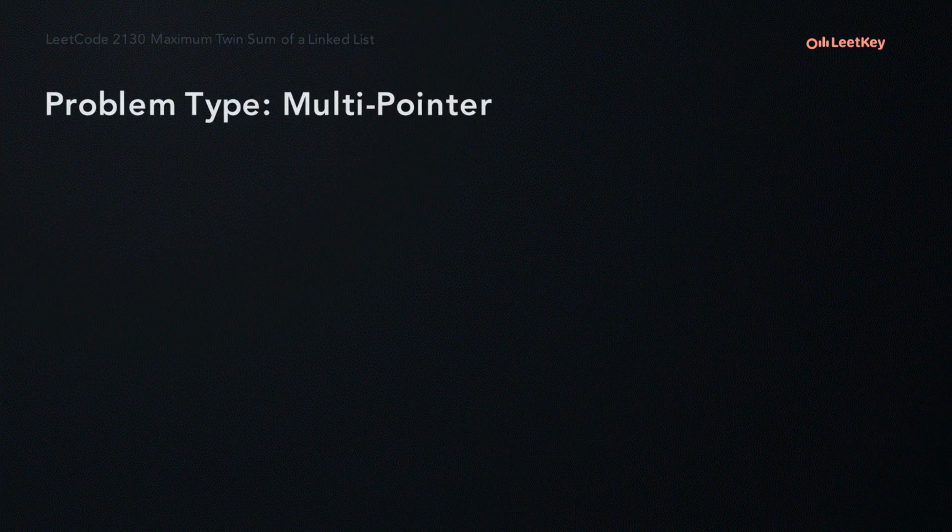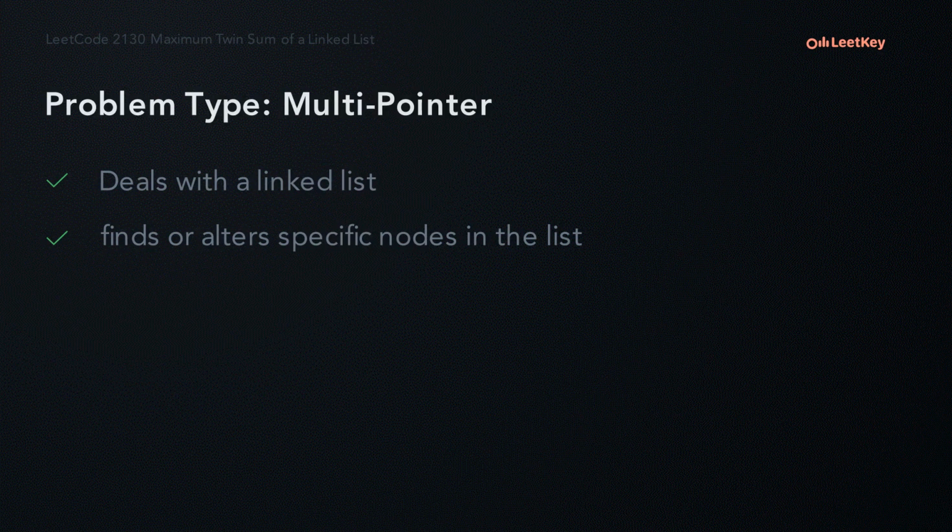This is a multi-pointer problem. We can guess that because it deals with a linked list, it finds or alters specific nodes in the list, and it does not find the kth smallest item.